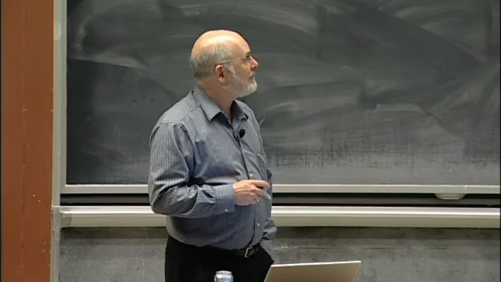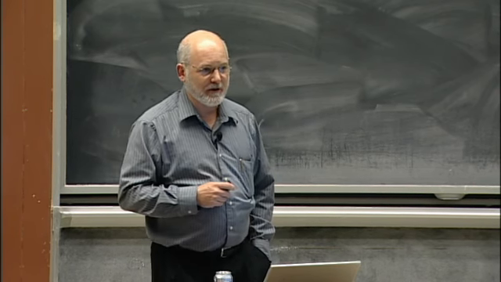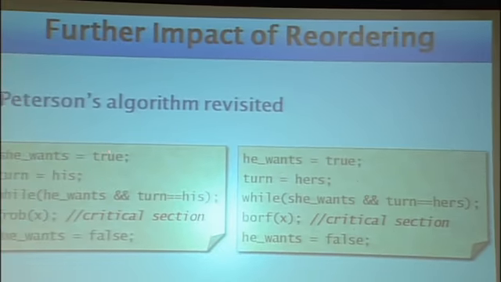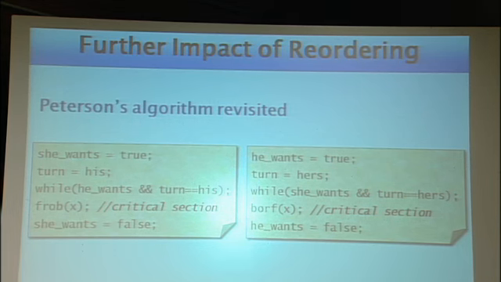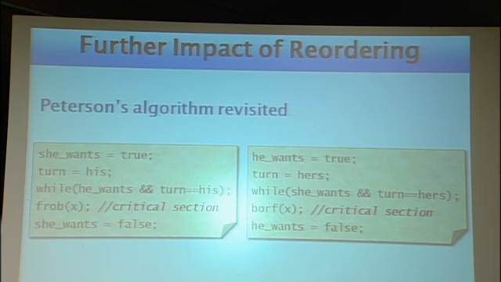Let's see what happens in Peterson's algorithm if you don't have sequential consistency. Here we go. We have the code where she wants is true, turn is his, etc. How is this going to fail? What could happen here? Where will the bug arise? What's the reordering that might happen?